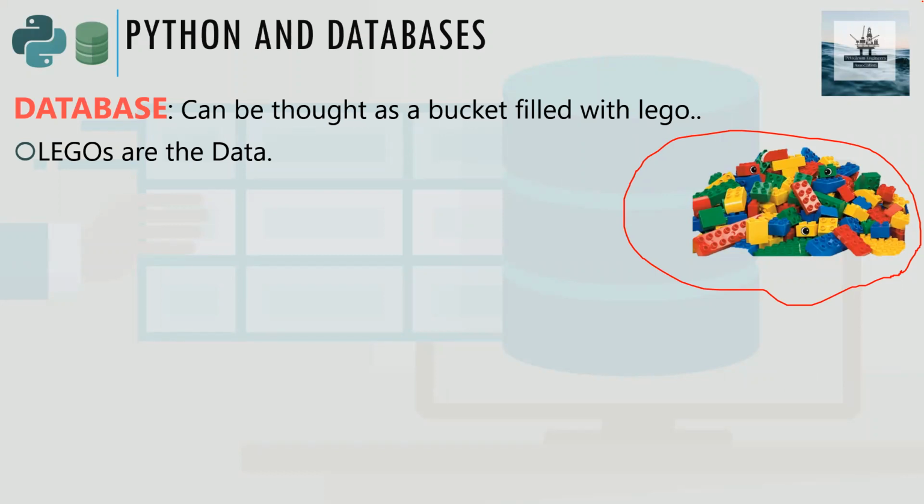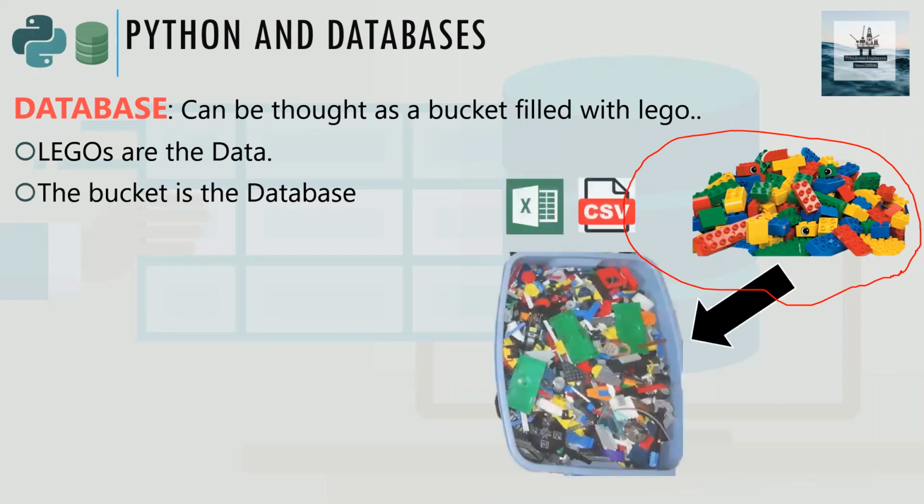And if you take those Legos, which are like your data, and put them in a bucket like this, you have now converted your data into something called a database. So think of the database as a container or a bucket for your data. Once you put those Legos inside this container, the container looks similar to an Excel sheet or some comma separated value CSV files.